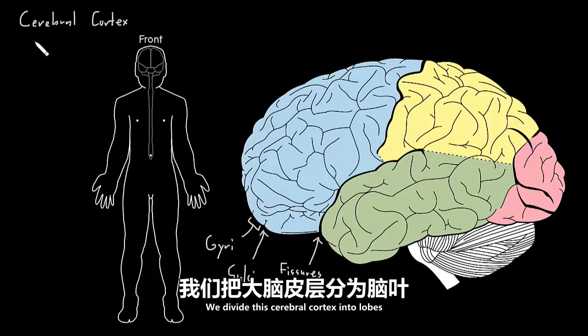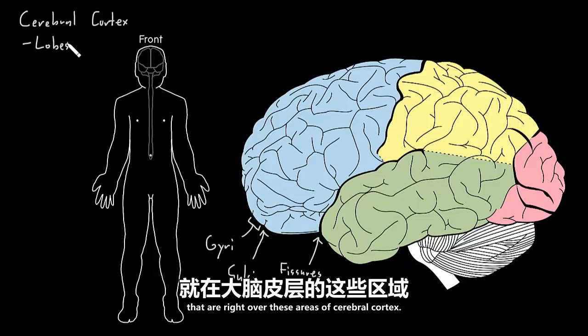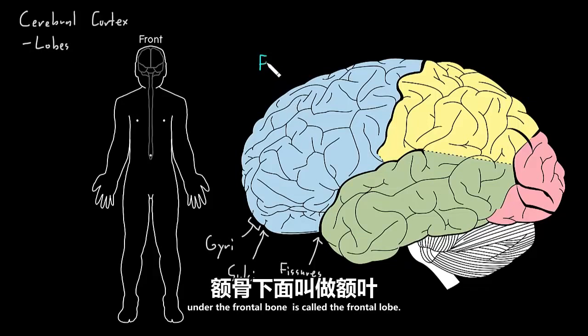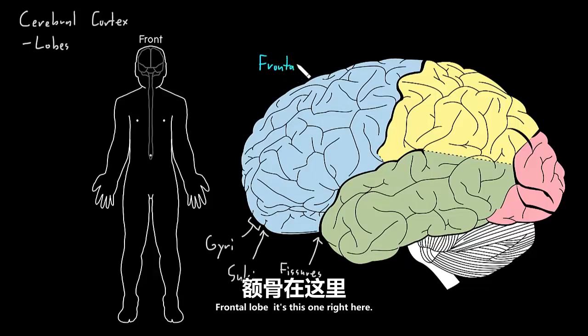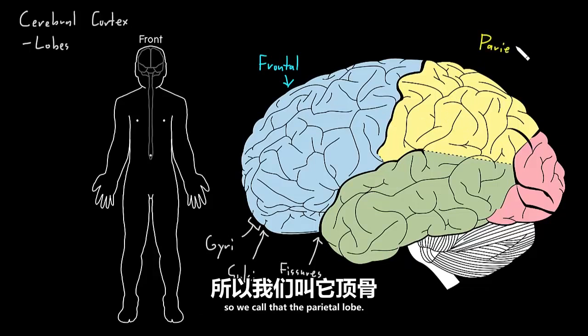Now we divide the cerebral cortex into lobes, and we name them the same as the bones of the skull that are right over those areas of cerebral cortex. So this big lobe right in the front here under the frontal bone is called the frontal lobe. Frontal lobe, that's this one right here. This one behind the frontal lobe is right next to the parietal bone of the skull, so we call that the parietal lobe.